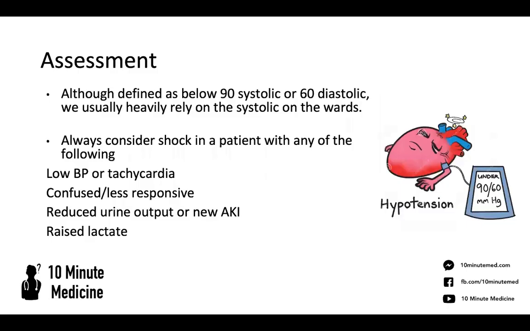So how do we assess these patients? Well, a low blood pressure or hypotension is usually defined as a systolic of below 90 or a diastolic of below 60, but we heavily rely on systolic. So usually as soon as the systolic is under 90, even with a diastolic of over 60, we would still treat it as if it was hypotensive.